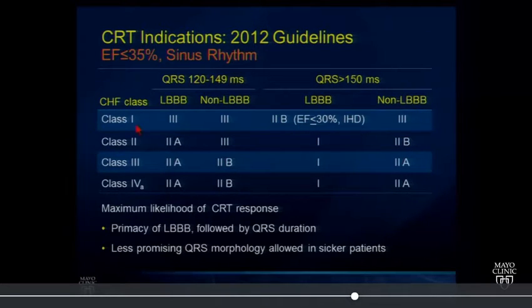And in class 1 patients, the only group of patients to which you can offer CRT is the patient with a very wide QRS that is left bundle, and the patient has a very low EF, less than 30%, due to an ischemic etiology. And that subset comes from the MADIT CRT trial.